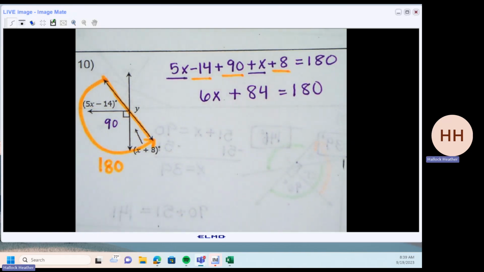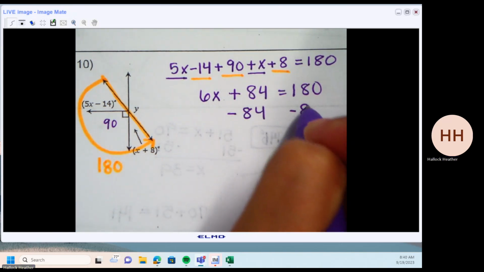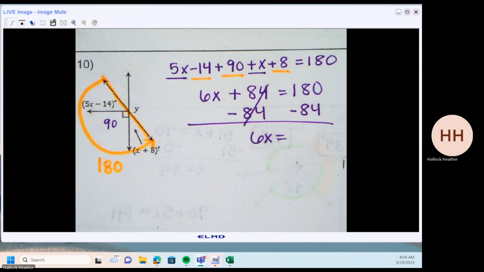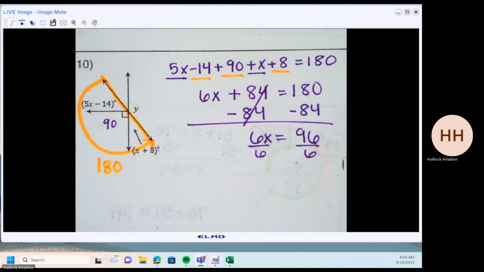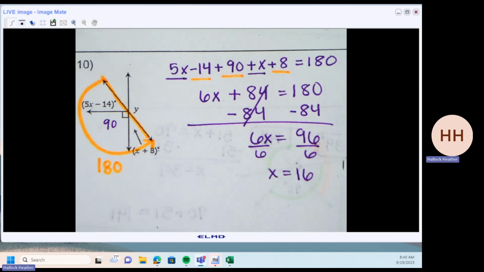So now I have a two-step equation. What's going to move first? 84. It says plus 84, so I'm going to subtract 84 from both sides. So we get 96. And then I'll divide by 6. So x equals 16. Now I have to plug it back in to help me find my y value.